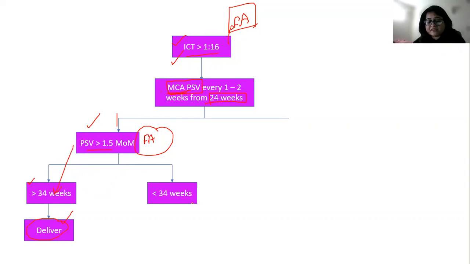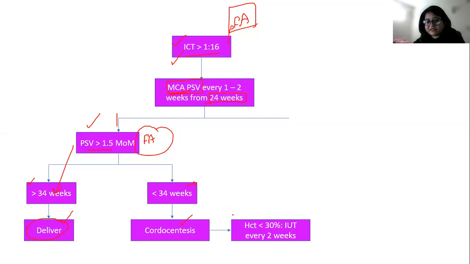But if she's less than 34 weeks, then we need to buy time for fetal maturity to be attained. So we do a cordocentesis, ultrasound guided. That is, we put a needle in the umbilical vein, take out a sample of fetal blood, see if the fetus is anemic, that is if the hematocrit is less than 30, and then do an intrauterine transfusion. We keep doing this every week till she reaches 34 weeks, and then we deliver her. So this is clear.